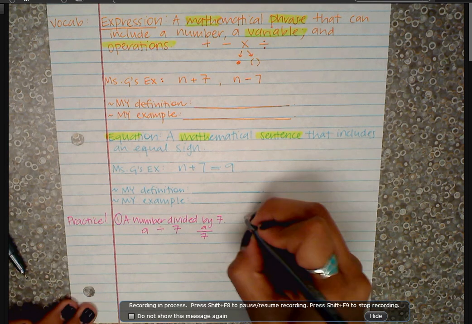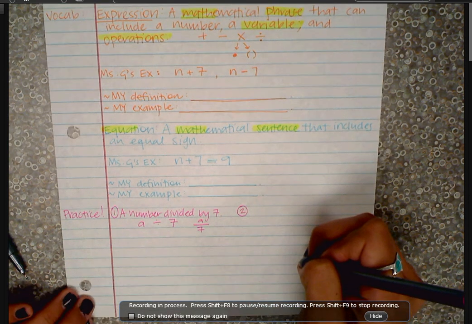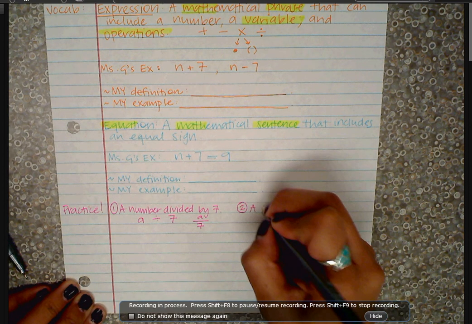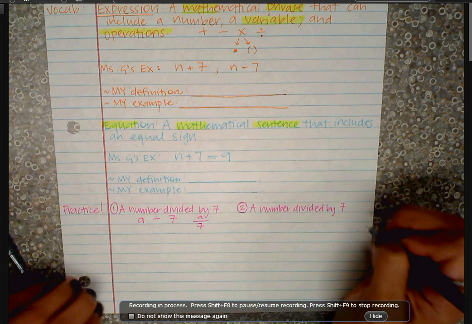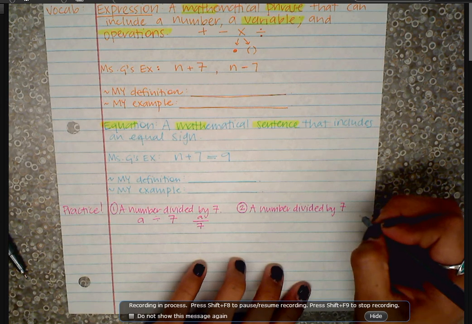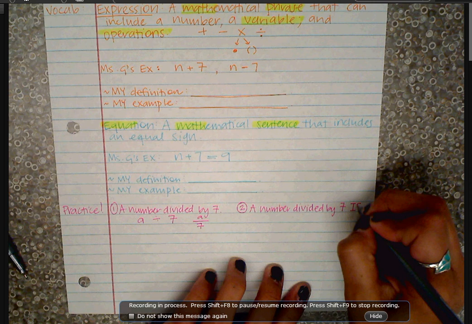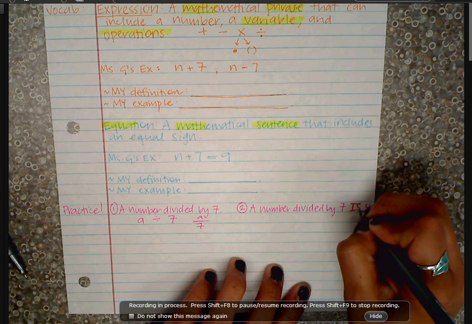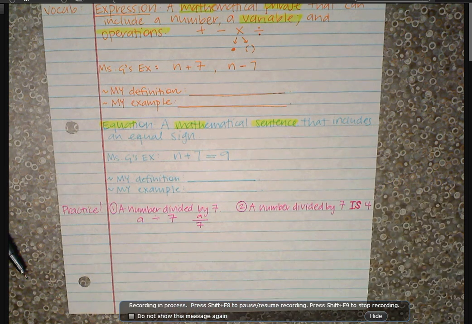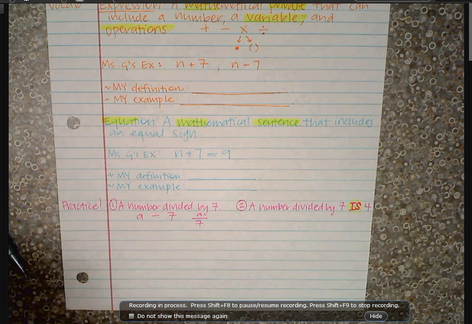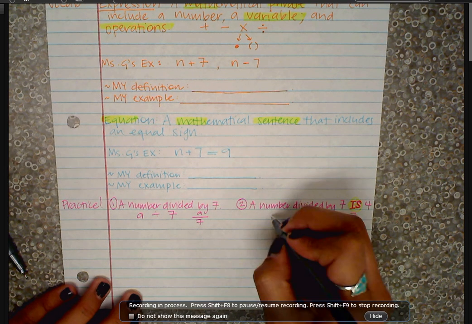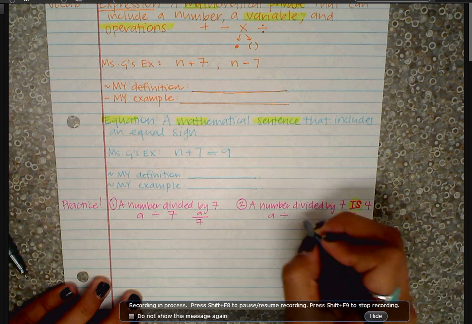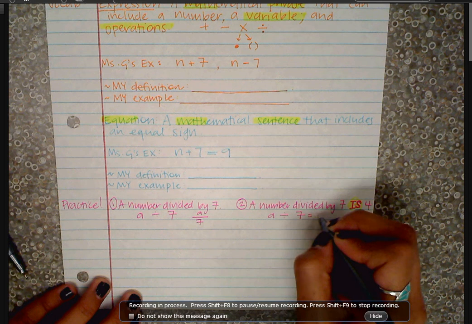So let's go to number 2. Yes, Ms. Gomez just talked really loud so that you couldn't hear what was going on in the background. A number divided by 7, again, that's the first part, that's my expression. And we're going to add something new, which is the equal, or is 4. Now highlight that is, because that is means what? What does is mean? The equal sign. Okay? So let's write it out. A number, variable, divided by 7 is 4.